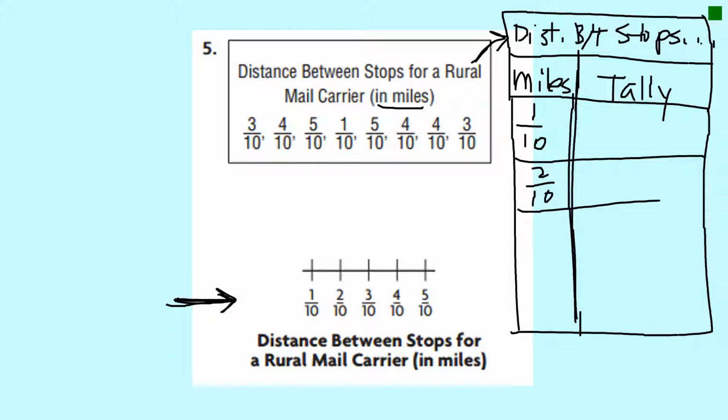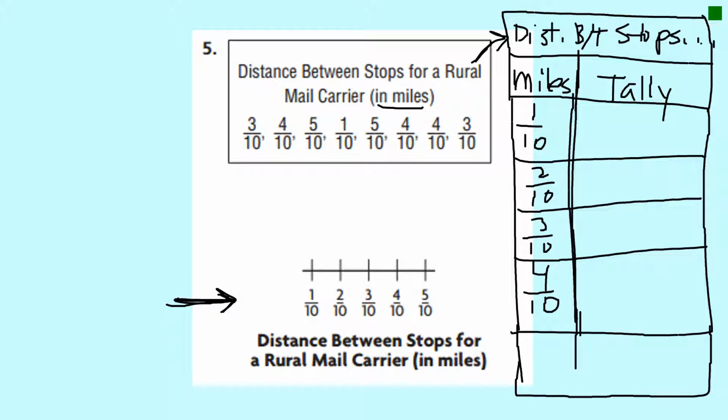Oh, this is the difference between stops. Between, that's a long drive between stops. That's not how it is in my neighborhood. 3/10 of a mile between stops. 4/10 of a mile between stops. And I'm going to have to make another section for 5/10 of a mile between stops. Okay? So you can pause this and make your tally table if you need a second to do that. But I'm going to start, just like I did before, looking at this list and tallying.